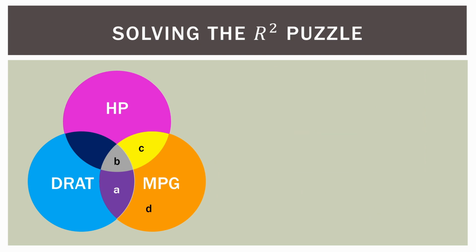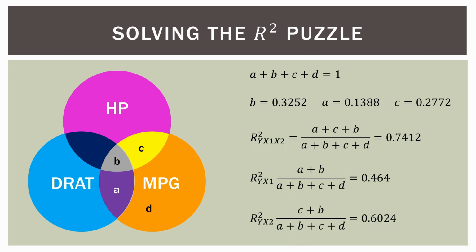Now in the partial correlation video, we solved the R square puzzle. What I mean by that is we need to find the area of each of these letters, A, B, C, and D, independently. So we know that A plus B plus C plus D has to equal 1. That's everything in the miles per gallon circle. And then through some simple math, we found that B was equal to 0.3252, A was equal to 0.1388, and C was equal to 0.2772. And those all have special meanings, but for this instance, we're just trying to find the actual individual areas here in our diagram. Then of course, below that, we have the R squared. So the R squared of Y, X1, X2, that's our full model, 0.7412. The R squared for Y, X1, that is just with DRAT, is 0.464. Then the R squared of YX2, which is horsepower in miles per gallon, is 0.6024. So we need to have all the areas here to continue finding our semi-partial correlations.